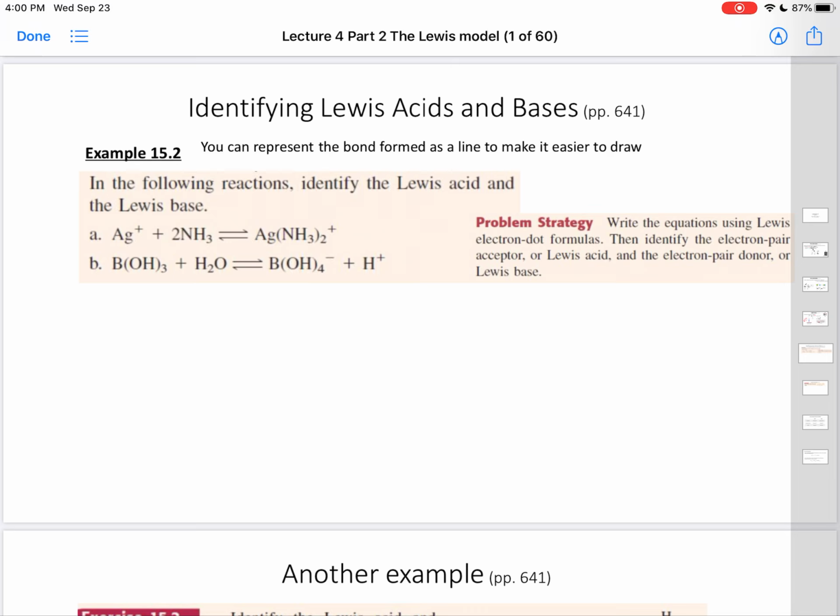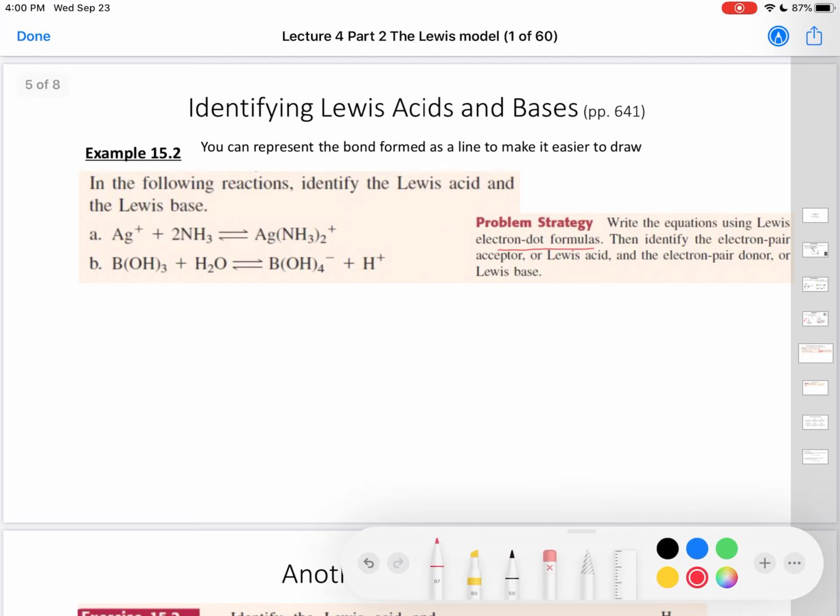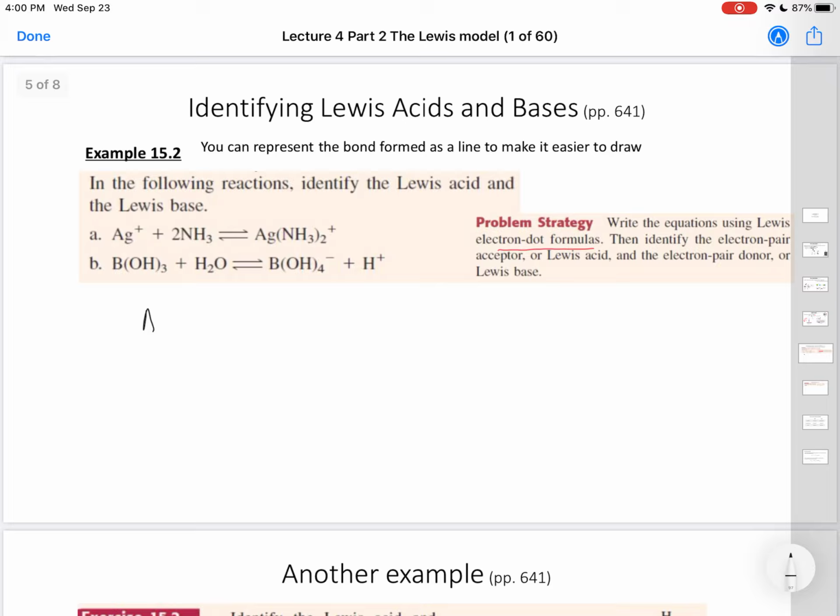So it says, in the following reactions, identify the Lewis acid and the Lewis base. And you should write equations using Lewis electron dot formula like we've been doing in the previous examples to identify who is donating and who is accepting. All right, so let's go ahead and draw the first one. So we're going to draw Ag, and it's plus, okay? And you've got 2 NH3, so I'm going to draw one on each side. I'm going to draw an NH3 on this side.